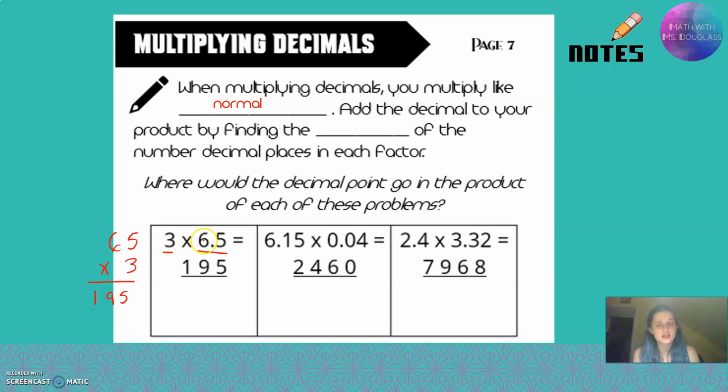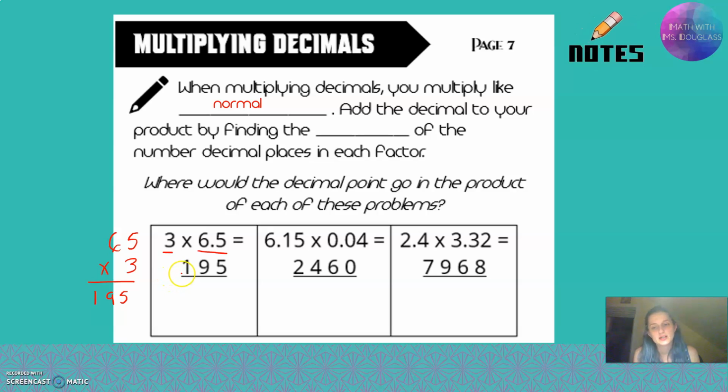But my problem wasn't actually 3 times 65. It was 3 times 6 and 5/10, which is like 6.5. So one strategy is to estimate and say, okay, well, 6.5 is kind of like 7. 3 times 7 is 21. So my answer should be close to 21.